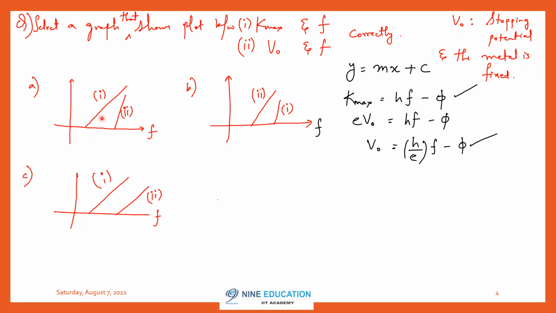Now, how do you come to a conclusion about the result? You need to see the slope. It should be phi by E, sorry, correct. One slope is H, another slope is H by E. Which slope is greater? Tell me. H or H by E? What is E? Charge on electron, 1.6 into 10 to the power minus 19, which is less than 1. So H is greater. That means kinetic energy maximum should have greater slope compared to V naught. So this B is correct.